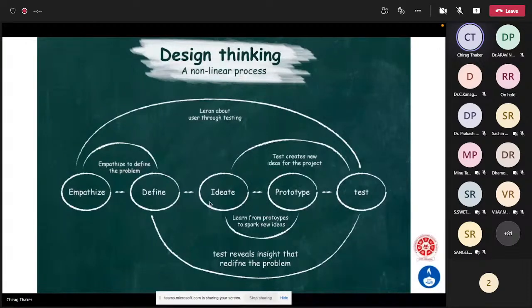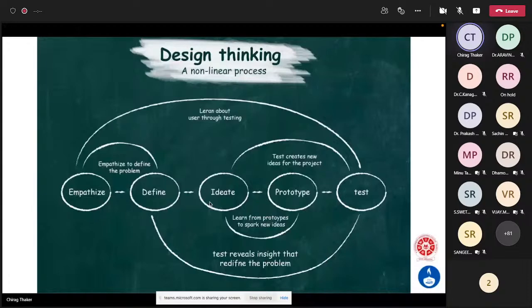So you can also understand your users through testing. Some products are already available, and through testing you can understand the users, their need, and you can go back to the empathize part. So the only point I want to highlight through this slide is that design thinking is a non-linear process. So this is design thinking and these are the five phases.